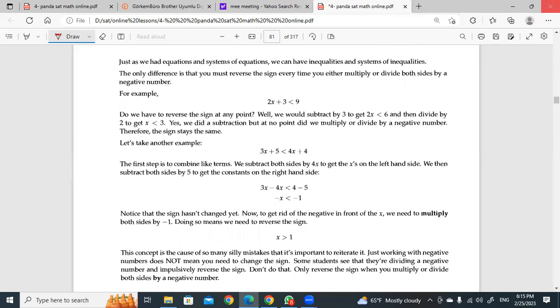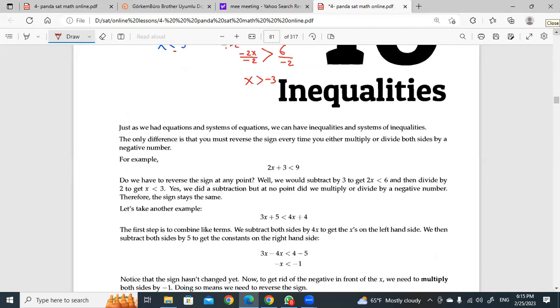We will continue. If I have another example like this, I have 3x plus 5 less than 4x plus 4. Now I have to move the x's to one side and the numbers to the other side. Do I change this sign in the beginning?